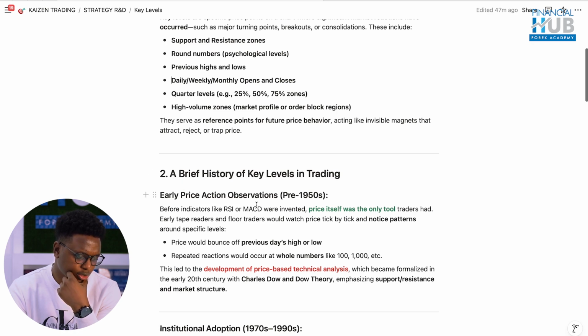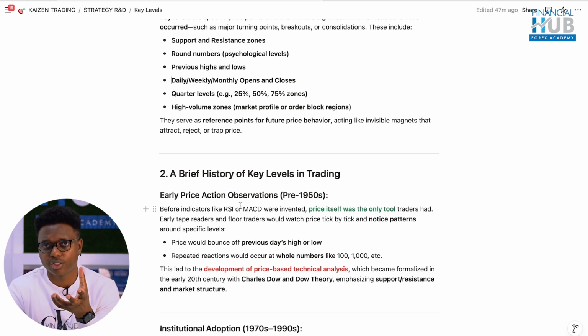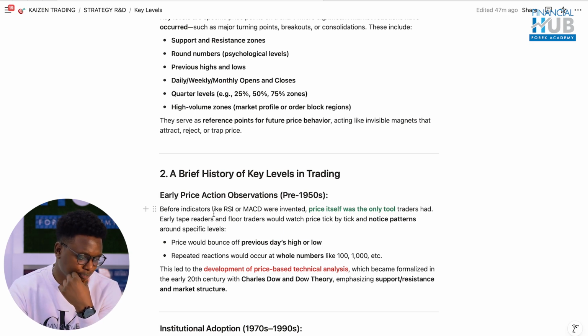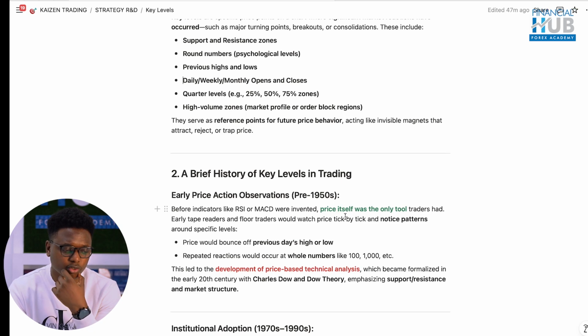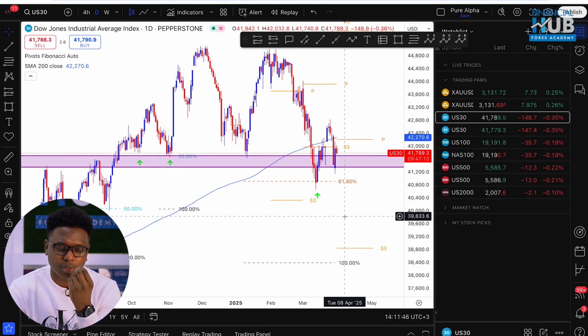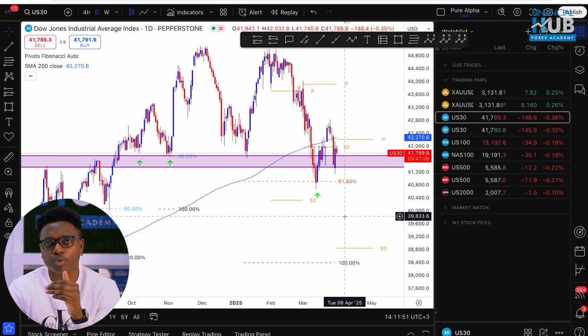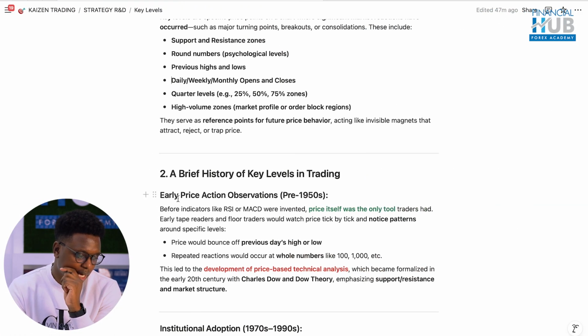Early price action observations, pre-1950s, before the digitization of the markets. Before indicators like RSI and MACD were invented, price itself was the only tool. So as much as we're using indicators or key levels, remember, at the basic level, before key levels come into play, before anything, it's the existence of price action. Early tape traders and floor traders would watch price tick by tick and notice patterns around specific levels. Price would bounce off previous highs or lows. Repeated reactions would occur at whole numbers.